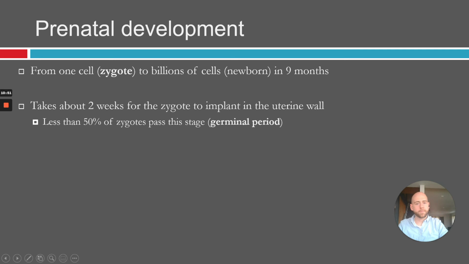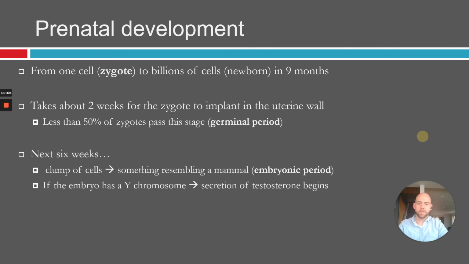And only about half of the zygotes that are fertilized actually make it to this point. So there are a lot of fertilized eggs that are not being implanted and having the trajectory to become a fetus and eventually a newborn. But over the next 6 weeks, that little ball of cells is going to start looking like something that you might recognize as kind of mammalian, into an embryo, this embryonic period.